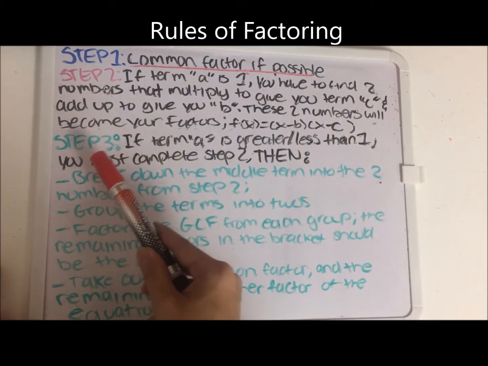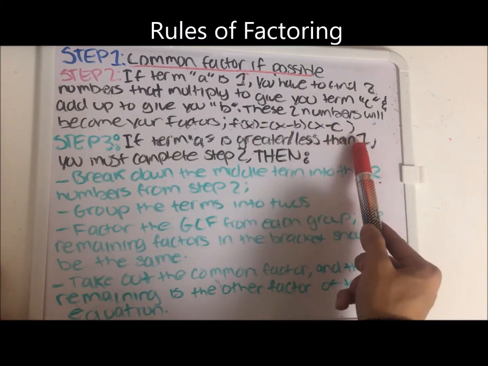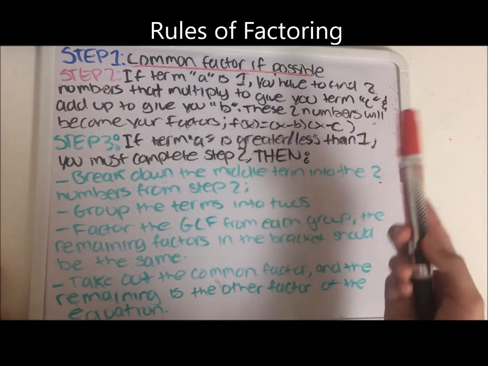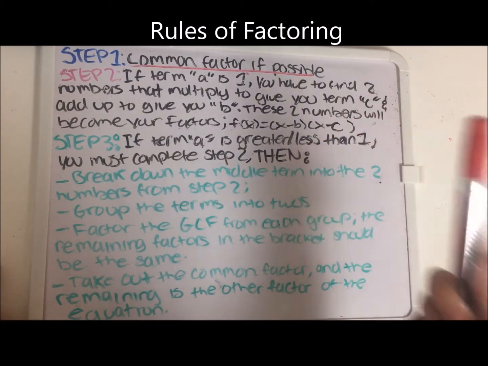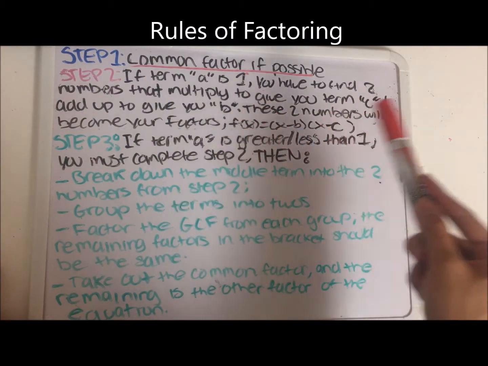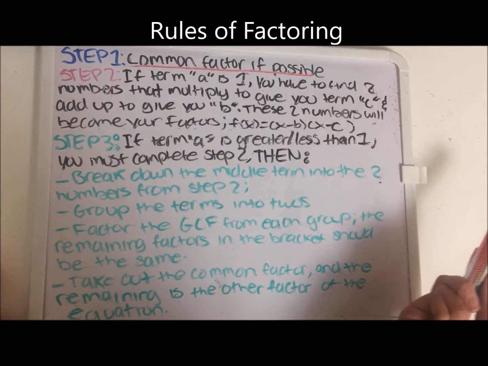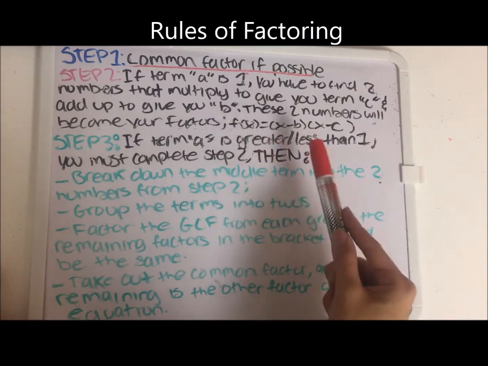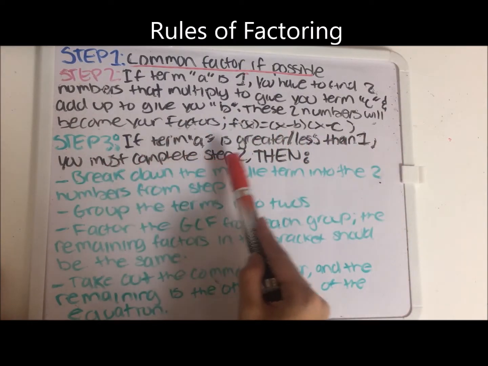Step 3. If term A is greater or less than 1, of course it cannot be equal to 0. That's an exception, because if it's 0, it makes your whole first term of your quadratic equation 0, leaving you with a linear function instead. But other than that, any number that's greater or less than 1, you must complete step 2.